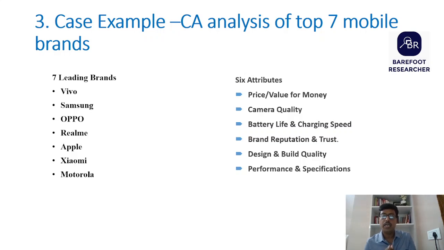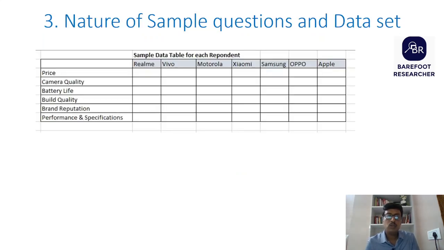So we like to put this in a tabular format. It is up to you whether you put the brand as a column and attributes as rows, or the other way around. Let us see this. This is our example data set, and this is the empty format. What do you see here? We put brands across the columns, and the 6 attributes across the rows.